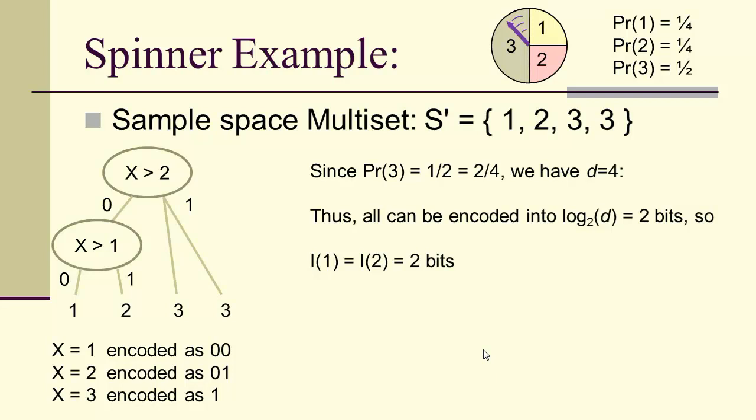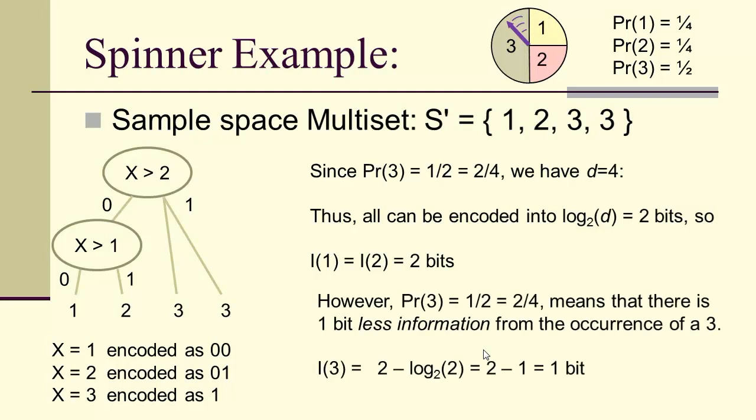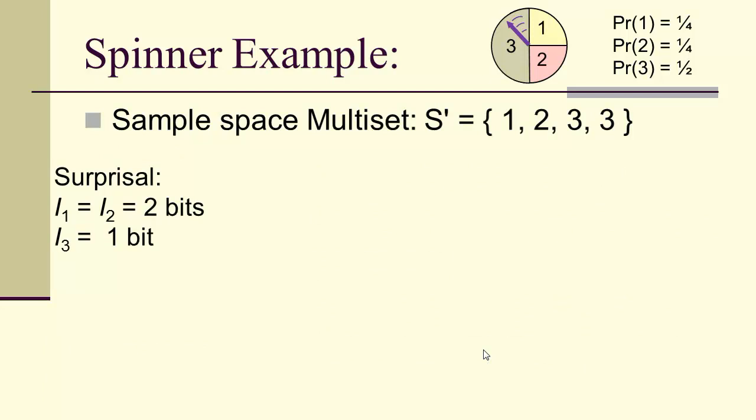So therefore we have d equals 4, since the probability of the 3 is a half, which is 2/4. So that's our denominator here, and that means we can encode everything into log base 2 of d, which is 2 bits. And so the self-information from 1 and 2 is 2 bits. But the self-information for 3 is going to be less because 3 is repeated. So in particular, we're going to take the 2 bits and subtract the information due to the repetition, and that means the information from the spinner result 3 is just 1 bit. So for surprisal, I sub 1 and I sub 2 are 2 bits, but I sub 3 is less surprising, it's just 1 bit.